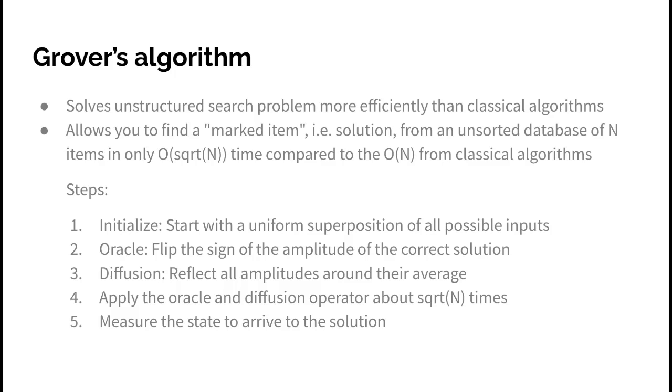The steps involve first the initialization, where you start with the uniform superposition of all possible inputs, and then the oracle step, where you flip the sign of the amplitude of the marked correct solution. Then diffusion, where you reflect all amplitudes around their average. The fourth step is when you apply the oracle and diffusion operator about square root of n times. And step five is the final step, where you measure the states and arrive at the solution.